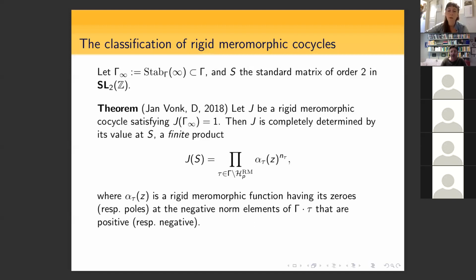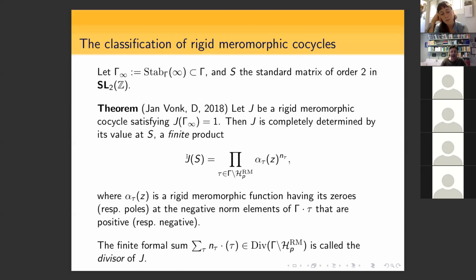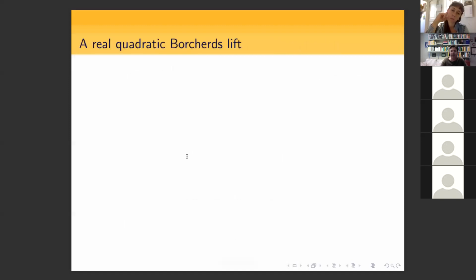So this product involves both Archimedean and p-adic information somehow. And the important thing about this J is that its divisor, the divisor of J of S, is concentrated on RM points. And we call this finite sum the divisor of the rigid meromorphic cocycle. So it's already rather striking that rigid meromorphic cocycles are intimately connected to RM points via the statement that their divisors are not arbitrary, they're concentrated on such RM points.